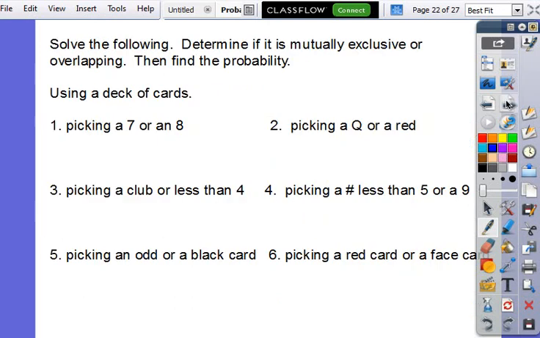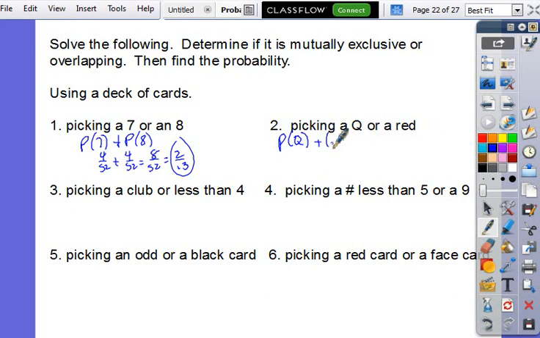All right. Picking a 7 or an 8, mutually exclusive or overlapping? So all I've got to do is say the probability of 7 plus the probability of an 8. 4 out of 52 plus 4 out of 52, which is 2 over 13 when you simplify. A queen or a red. Those are overlapping, so I do the probability of queen plus the probability of a red, minus the probability of queen and red. Queen is 4 out of 52. Red is 26 out of 52. Minus how many red queens do I have? 2. So that winds up being 28 over 52, which is 7 over 13.